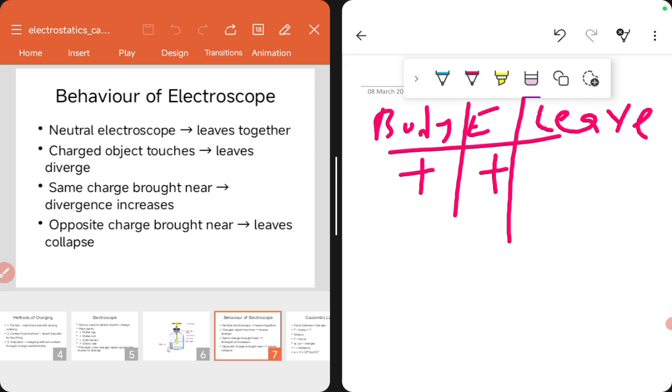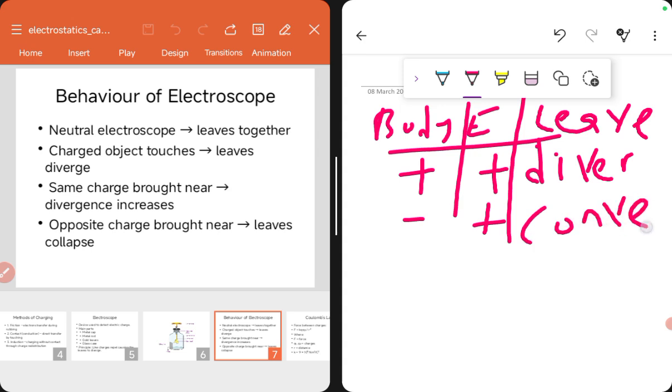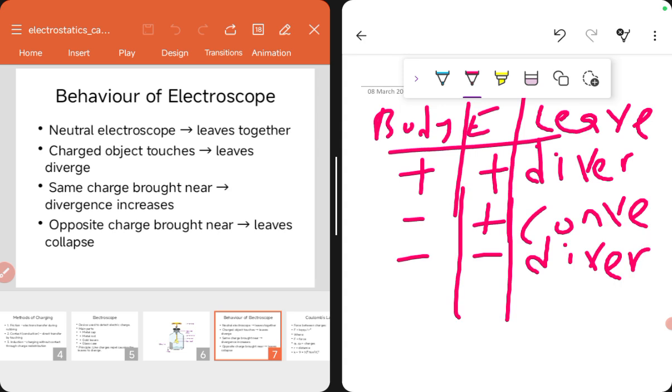Divergence means separate. We're not touching each other. So I'll write diverge. So if it is negative and positive, what happens? Convergence, which means that the leaves will come close. If I have negative and negative, we're not going to have an attraction between the leaves, right? Because both of them are negative, there is repulsion, which means the leaves will be far apart. So it will be a divergence.